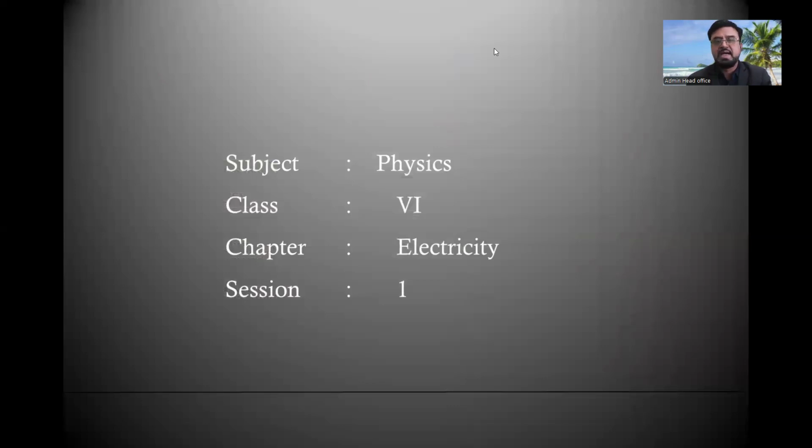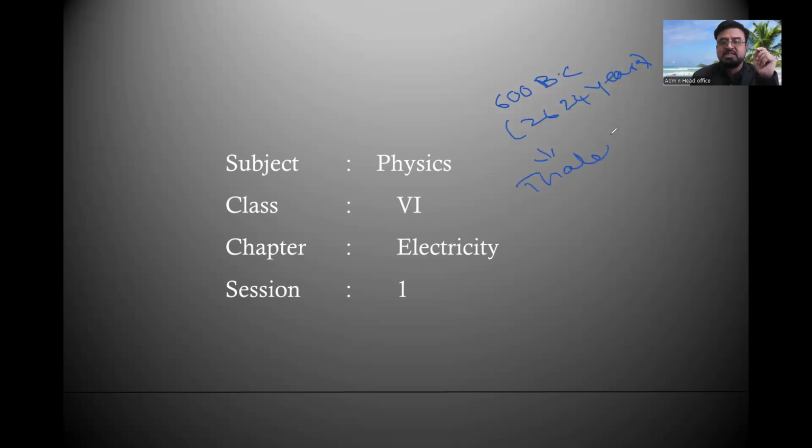So, as I told, electricity is a property that was observed around 600 BC, that is around 2624 years ago, by a great Greek philosopher, Thales. Right? Thales is the name of the scientist who observed it for the first time.